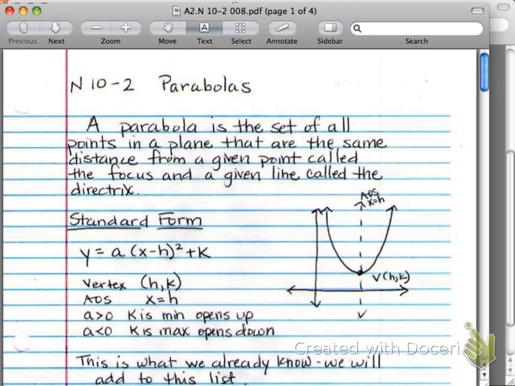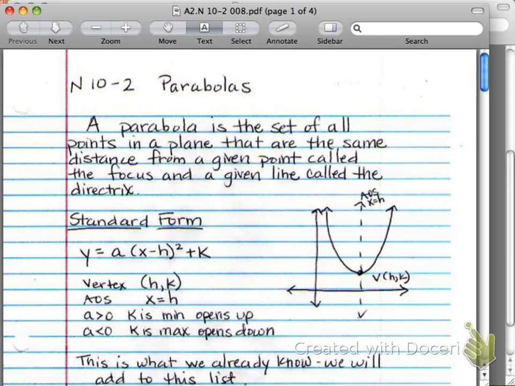Now, we're going to start talking about the opening left and right, the C and the backward C parabolas. Those are not quadratic functions, but we are going to be able to deal with them like we deal with the other ones. So a parabola is a set of all points in a plane that are the same distance from a given point called the focus. The focus is a point, and that is one of your new items. And a given line called the directrix. Again, that's a new item as well, and we'll talk more about that as we go.